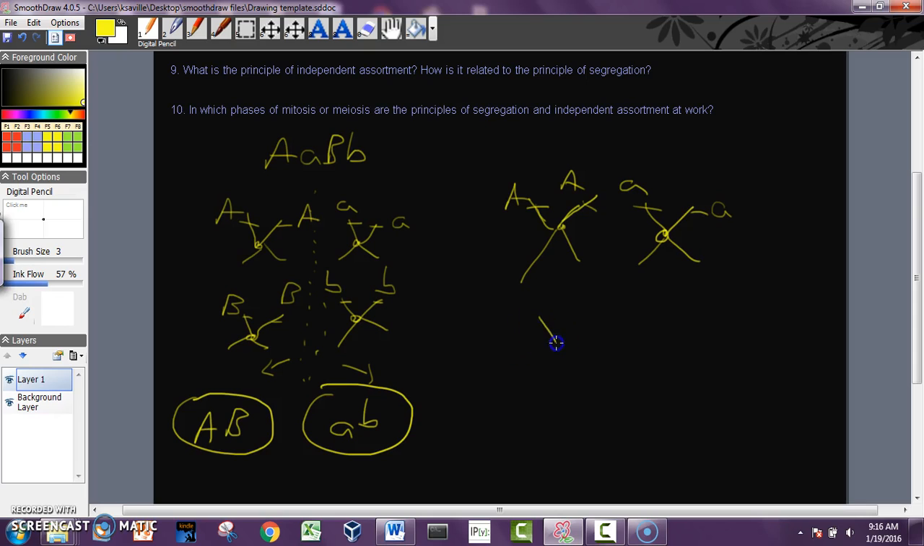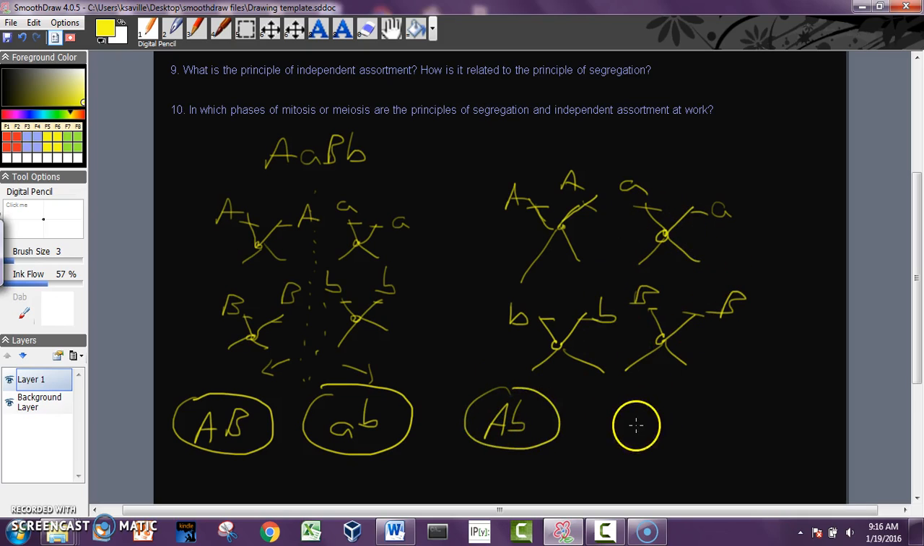But the way that the B chromosome lines up relative to the A chromosome is independent. So just because there's a big A on this side doesn't mean we have to have a big B on this side. We can have a little b on that side and a big B on this side. Now big A and little b are going to go together. And little a and little b and big B are going to go together. These are your gametes. Each of these things is equally likely.